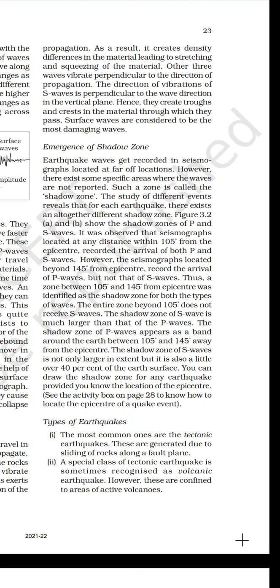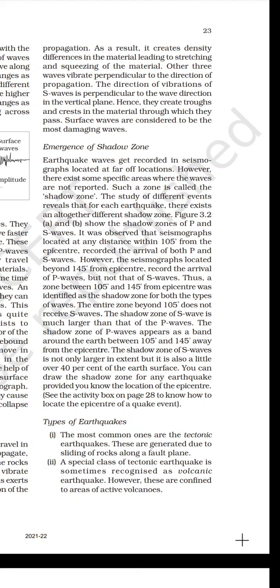Emergence of shadow zone. Earthquake waves get recorded in seismographs located at far off locations. However, there exist some specific areas where the waves are not reported. Such a zone is called the shadow zone. The study of different events reveals that for each earthquake there exists an altogether different shadow zone. Figure 3.2a and b show the shadow zones of P and S waves.